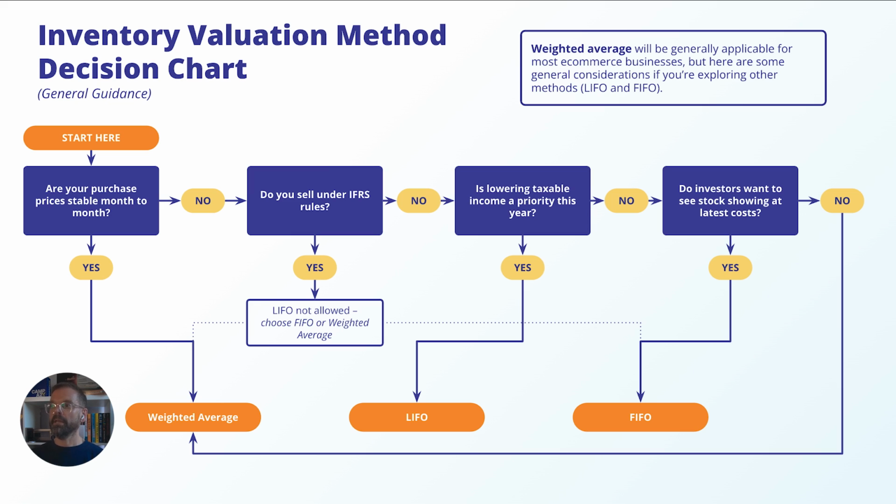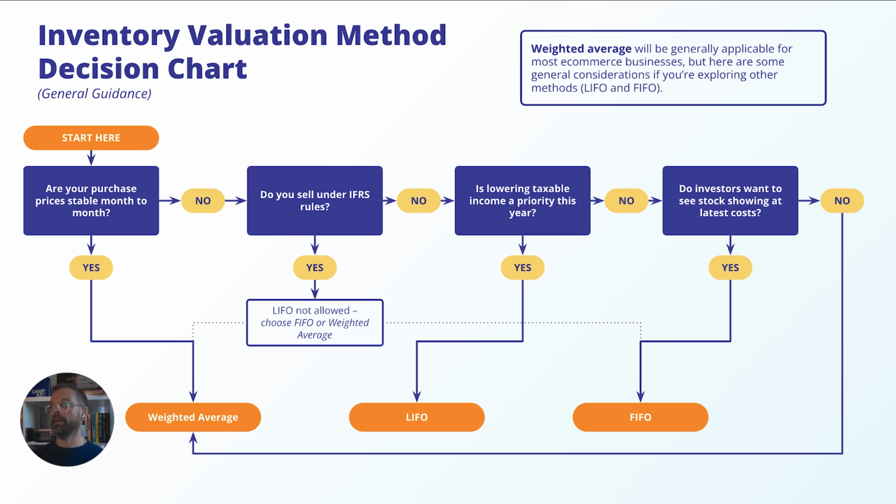and then it's do you sell under IFRS rules? IFRS rules are really for UK businesses that we're thinking of here, because we know that they're not going to be able to use LIFO, so it's going down the tree here. And then your choice, if it is yes to IFRS, then we're going to have to go LIFO is not allowed. And then again, they can go weighted, and there's good reasons to go for weighted, as we've covered in the past, or they could go for FIFO, but LIFO is not going to be a choice.